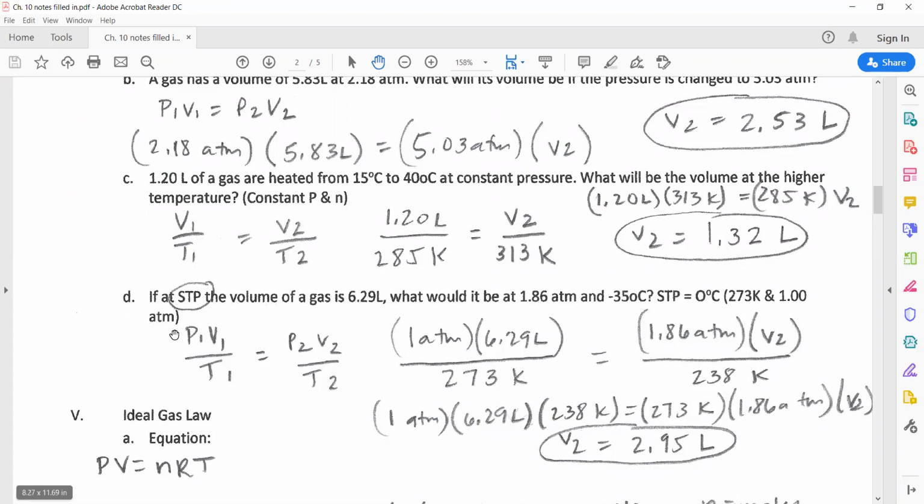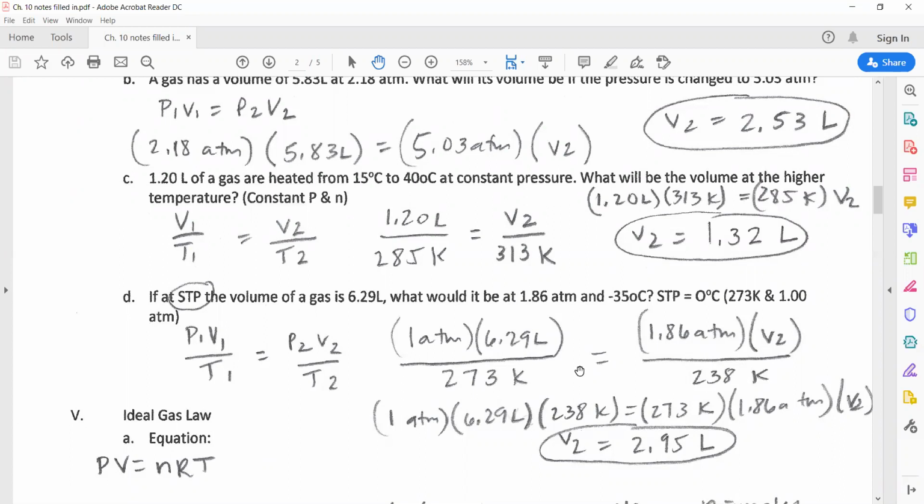So here's our gas law. And we plug in our atmospheres to begin with, which was 1, 273 Kelvin, because that's STP, 6.29, that was the original volume. And then on the right side, we have changed the pressure to 1.86. We have changed the temperature to negative 35 Celsius, so we add 273 and get 238. And then we're looking for V2.